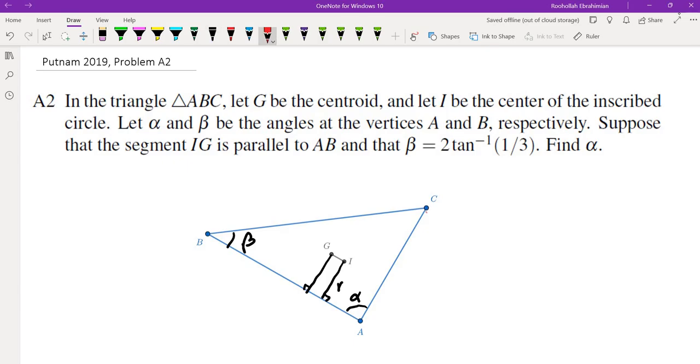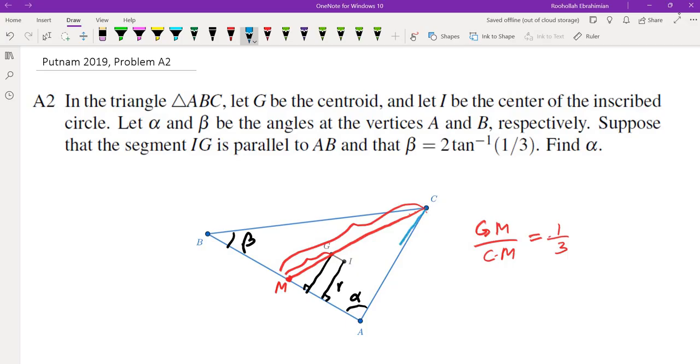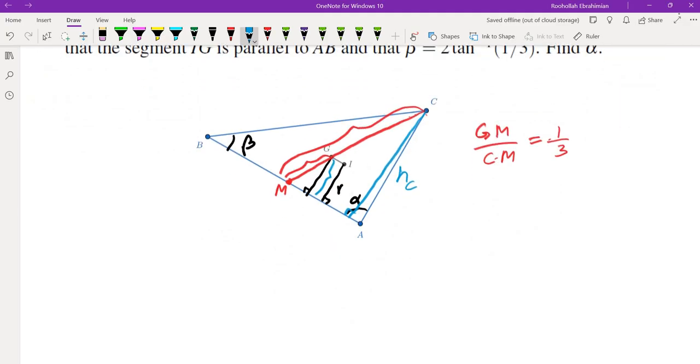And what is the distance from G to side AB? Well, because this is the centroid, this is going to be the median, which means this ratio is 1 to 3. So if I call this one M, GM over CM is 1 over 3, which means if I drop a perpendicular from here, then this segment right here is a third of the altitude. So that's h sub c, and that one is a third of the altitude. So what that means is that r is equal to a third of the altitude from C to side AB.